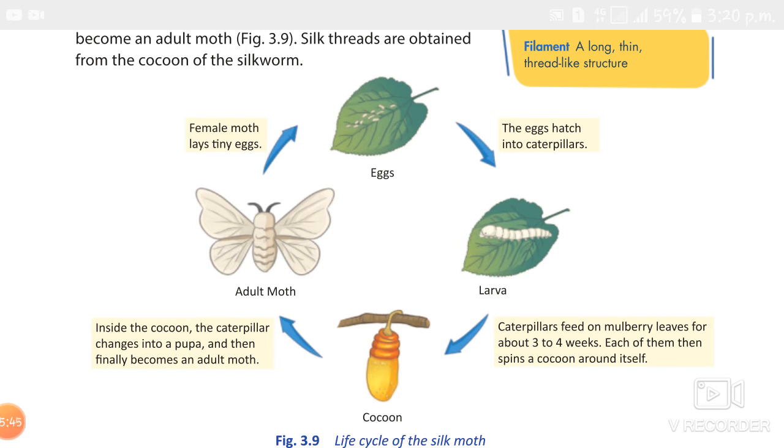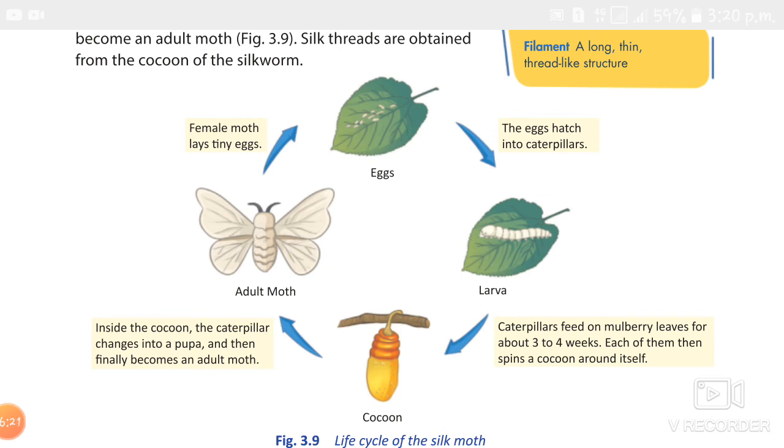The cocoon is formed by 20 to 39 concentric layers of a single thread, which is about 1 kilometer long. The caterpillar completely covers itself with the cocoon. Inside the cocoon, the silkworm enters the second stage of its life.